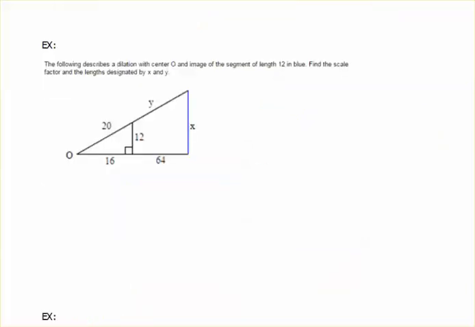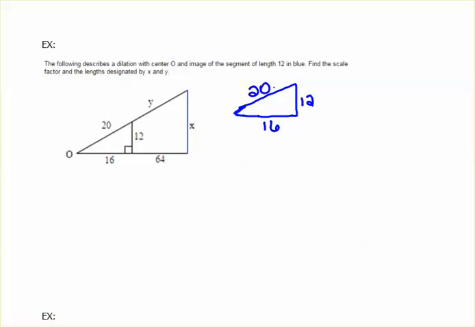All right, and our last couple of examples are very similar, but I wanted to look at both of them because it kind of looks at things two different ways. This one says the following describes a dilation with center O, an image of the segment of length 12 in blue. So that means that this starts off with this smaller triangle here. And you know what? I'm just going to take that smaller triangle and draw it right out here. So the smaller triangle is side 16, side 12, and side 20.